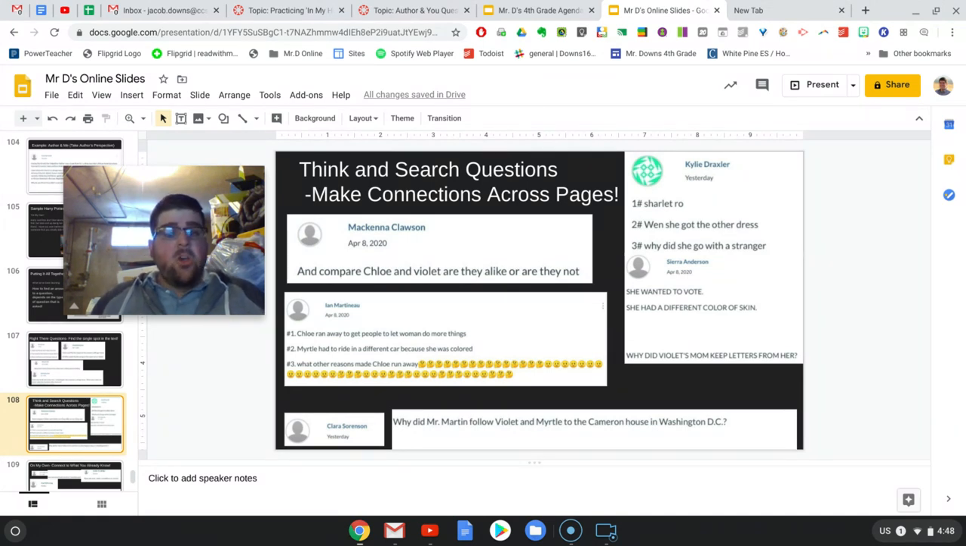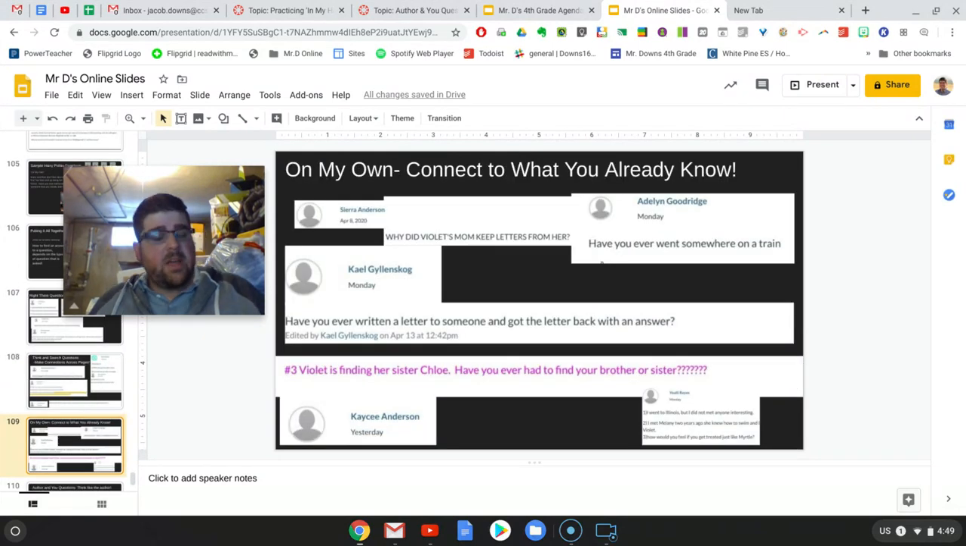So those two types right there and think and search questions are questions that are found in the text, and we have to really use our brains to find those answers. The next kind are in my head questions, and these are where we use the text still, but it's primarily with what's in our head. So with on my own, we're going to connect to what we already know.